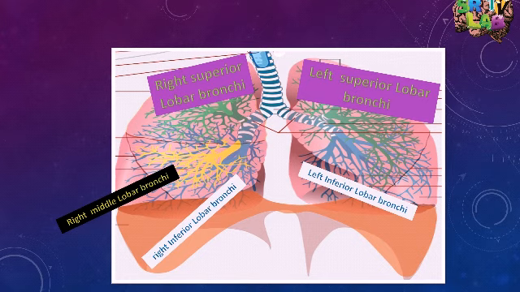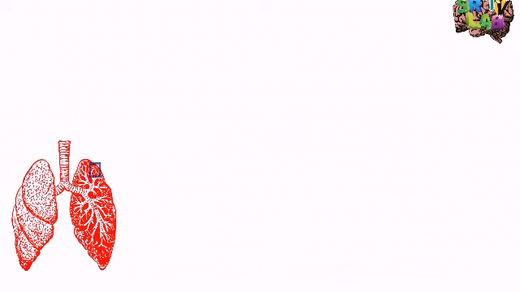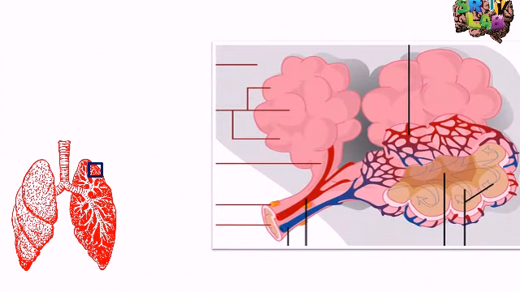Then this one in yellow color is the right middle lobe bronchi. They are the bronchi in the middle lobe of the right lung. Then there is no middle lobe in the left lung. Good. Now let's take a small portion of the lung, just at the end of the lung, to see what is in there. It looks like this.